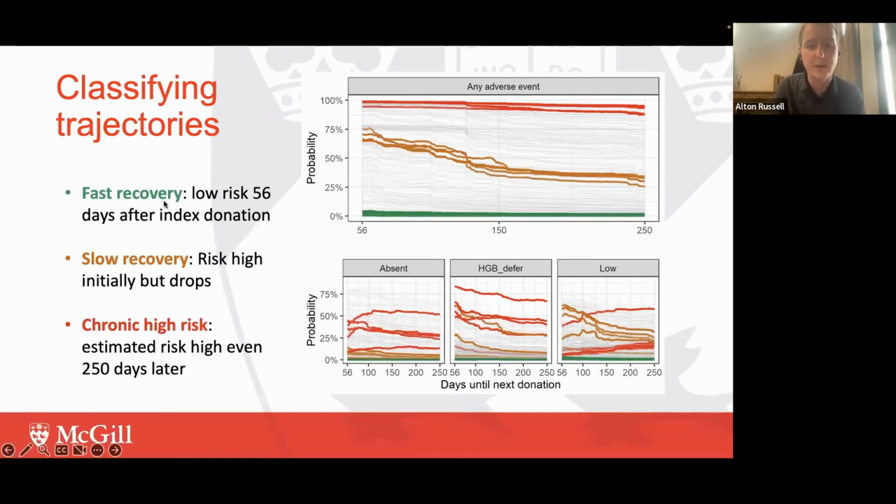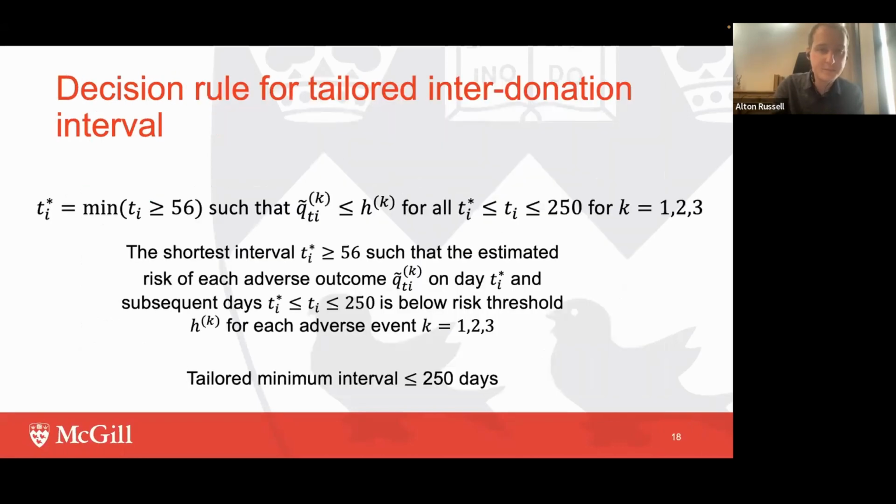And looking at this, we decided to classify the donors based on their trajectory. So we have fast recoverers who have a low risk 56 days later that stays low. We have slow recoverers, people with a relatively high risk that drops with time. So maybe these are good candidates for a longer interval. But then we have these people who we estimate to be chronically high risk. A hypothesis is that maybe the model is finding people with underlying iron deficiency that is not caused by blood donation. And these people perhaps should not be good candidates for blood donation in the first place.